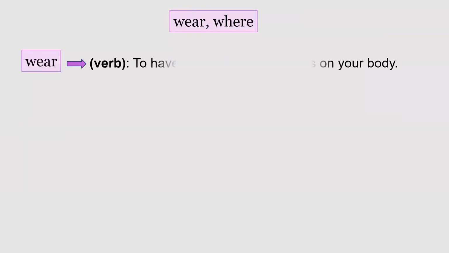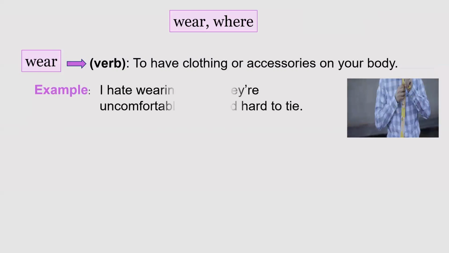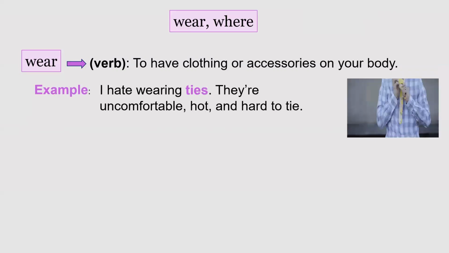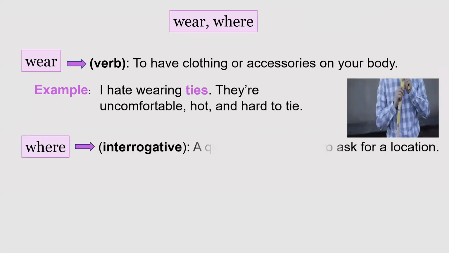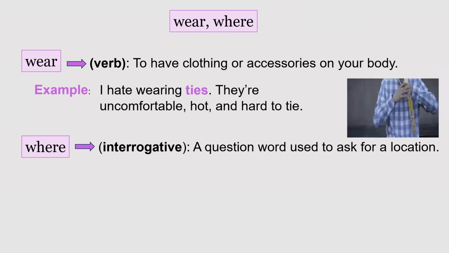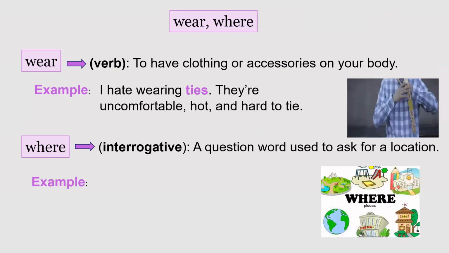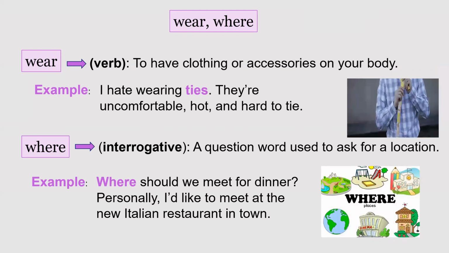Wear and where. Wear is to have clothing or accessories on your body. Example, I hate wearing ties. They're uncomfortable, hot, and hard to tie. Where is a question word. It's used to ask for a location. Example, where should we meet for dinner? Personally, I'd like to meet at the new Italian restaurant in town.